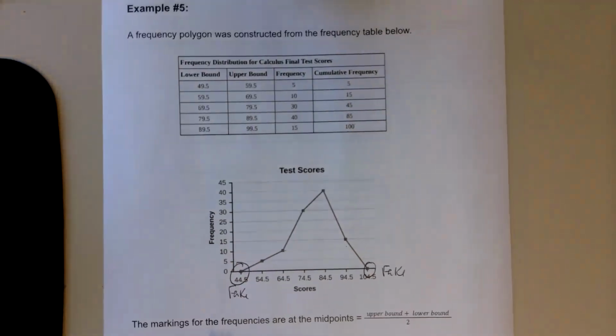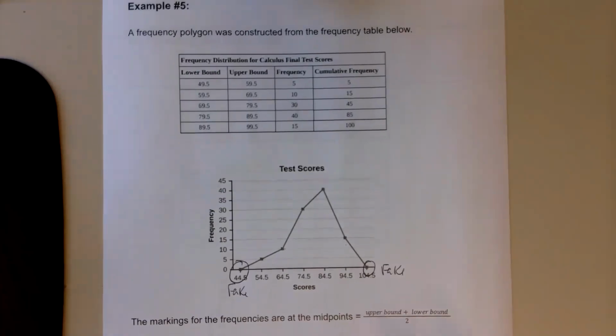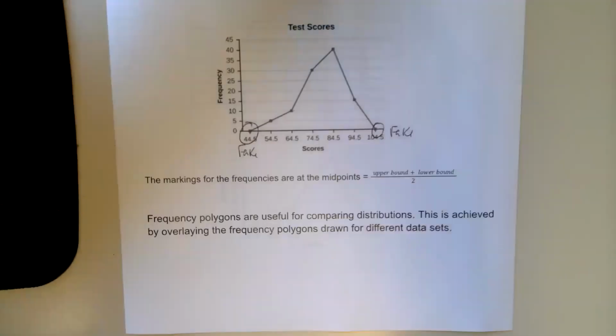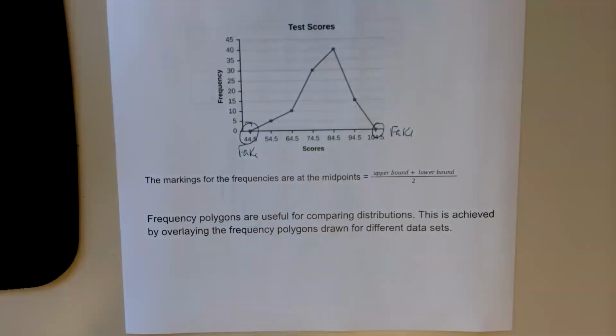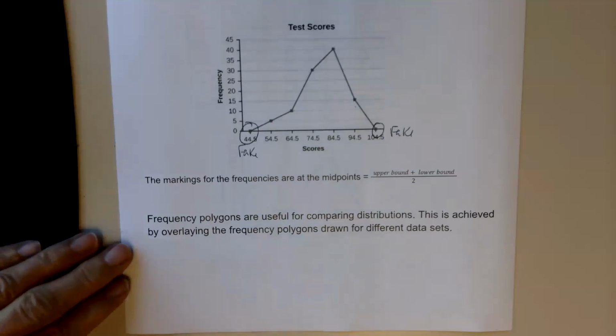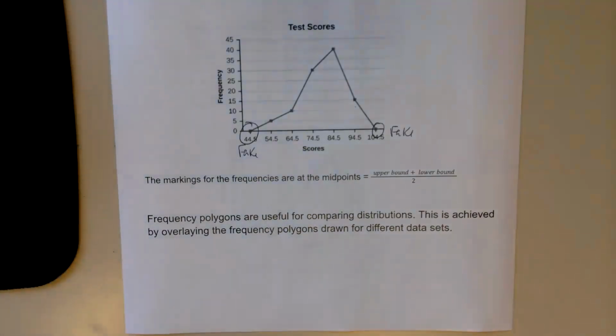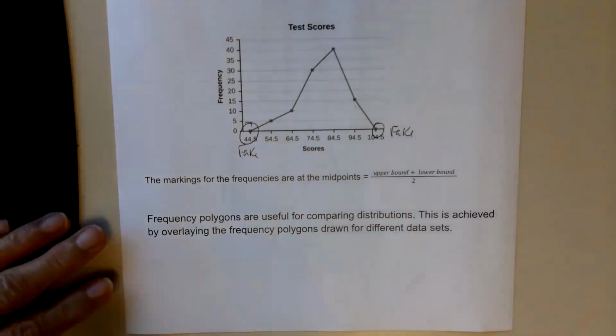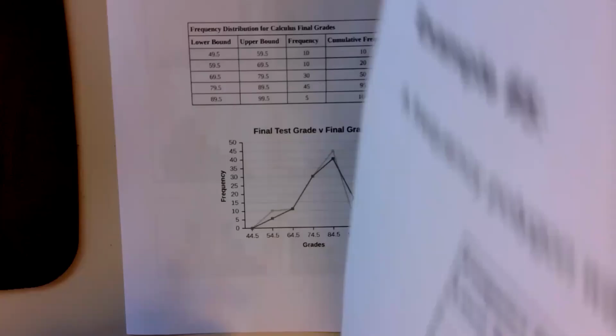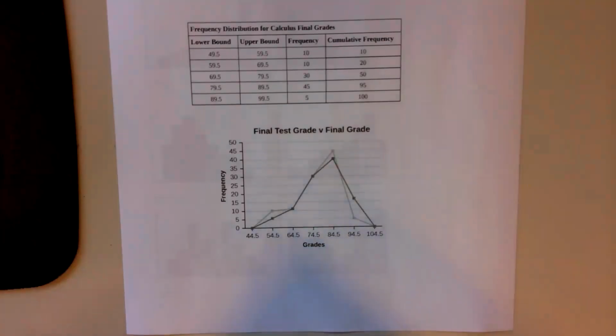You can see the markings for the frequencies are at the midpoints again. Frequency polygons are useful for comparing distributions. This is achieved by overlapping the frequency polygons drawn for different data sets. I'm going to show you that one here.